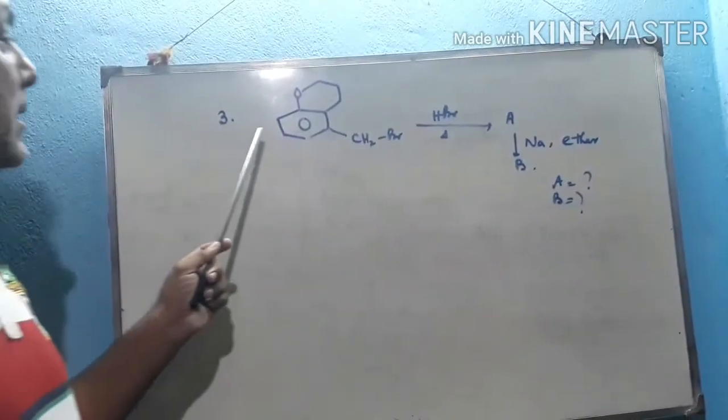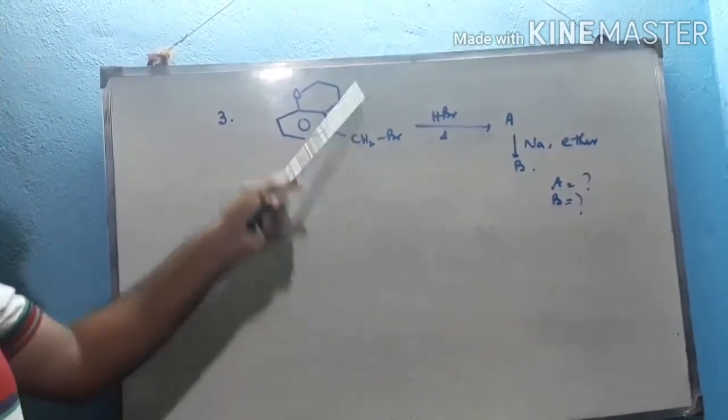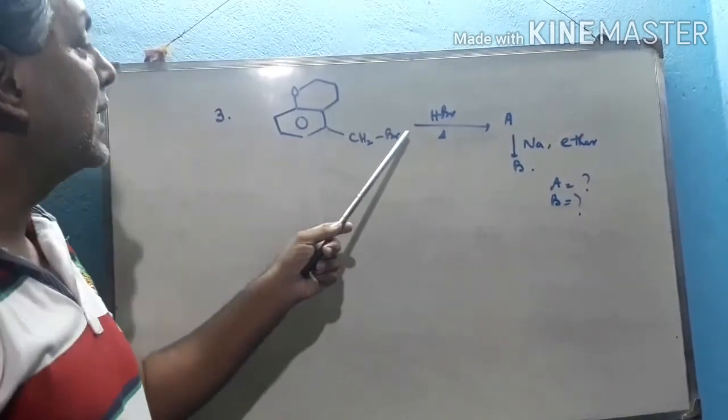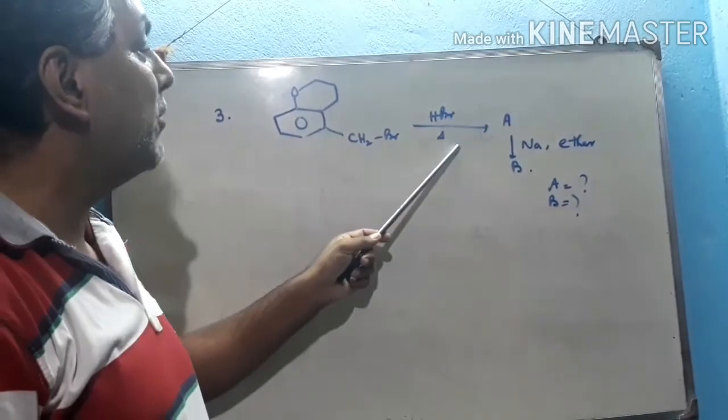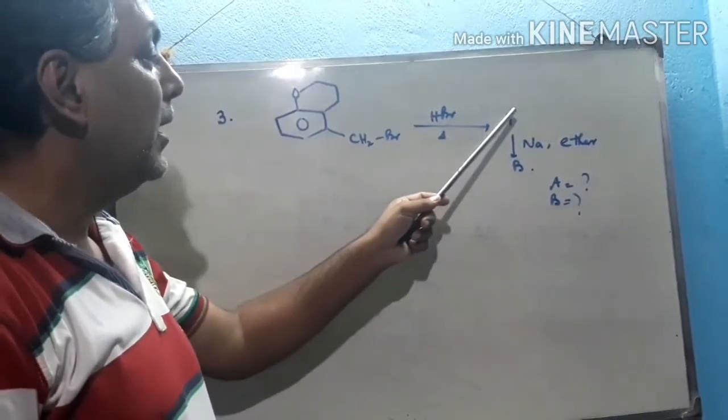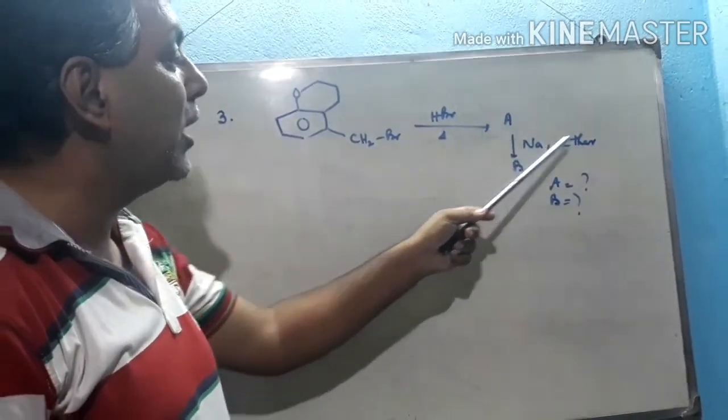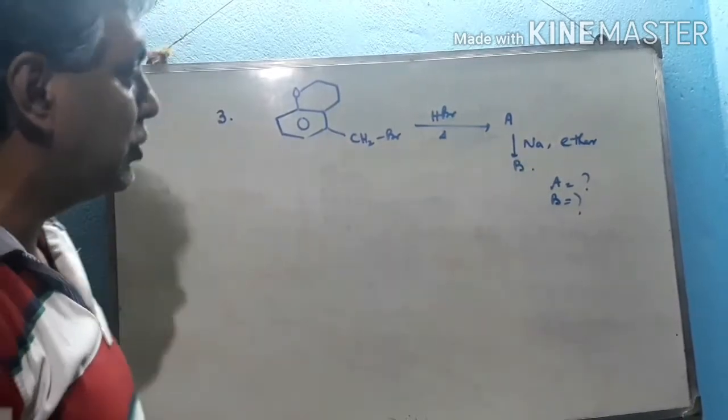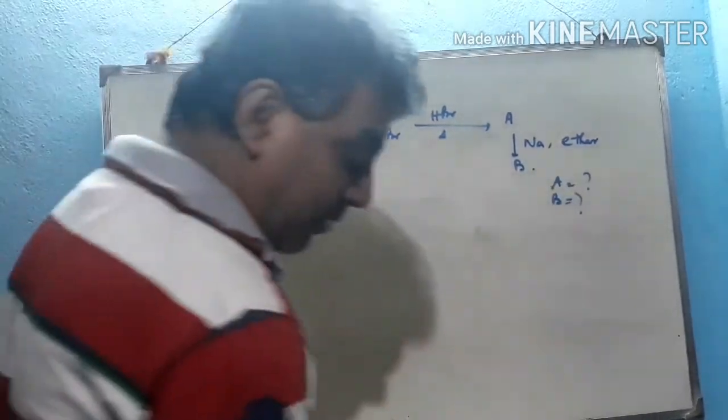Number 3, this is the structure. This is treated with HBr in presence of heat to produce A. Now A, when treated with sodium and dry ether, produces B. So you have to identify A and B first.